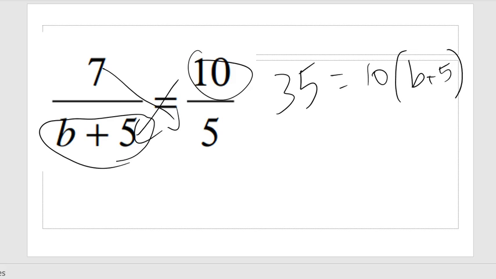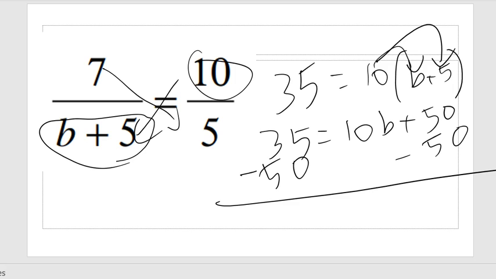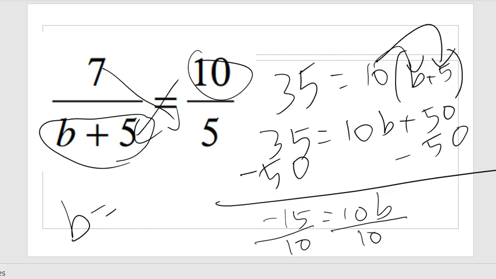It means we're going to multiply both of them, so 35 doesn't change. And we get 10b plus 50, because I did this. Now this goes back to your Algebra 1 skills, and I'm going to subtract 50 from both sides. And negative numbers are okay to have too. And then now we're going to divide both sides by 10. Alright, so it's going to be b equals negative 1.5.